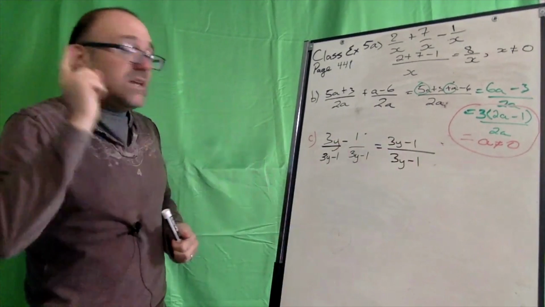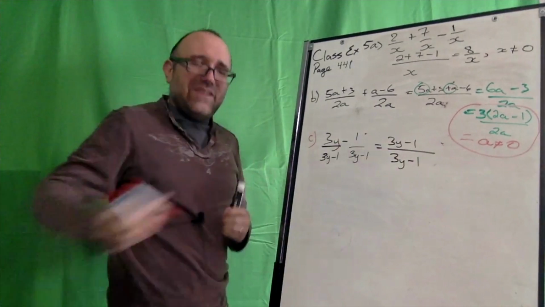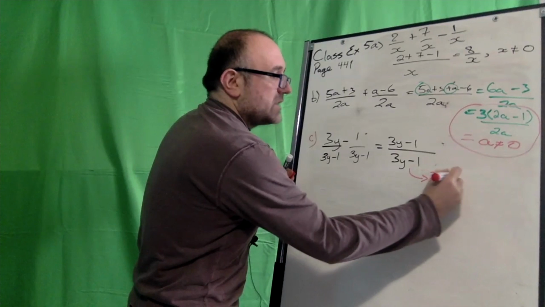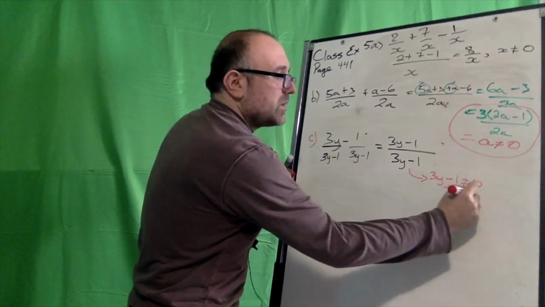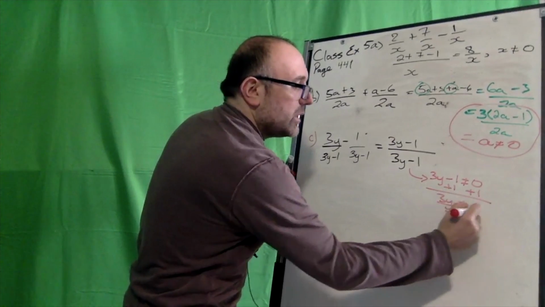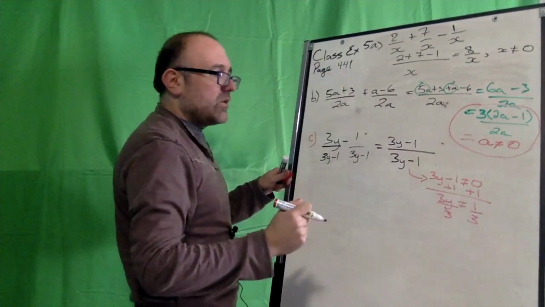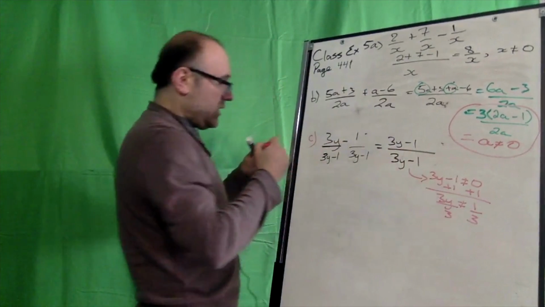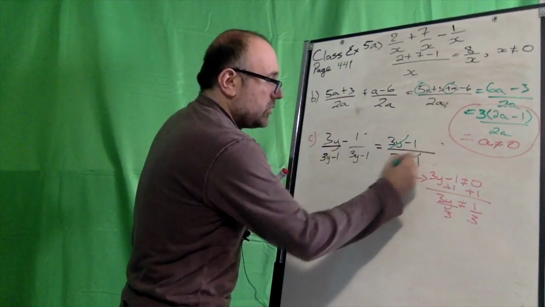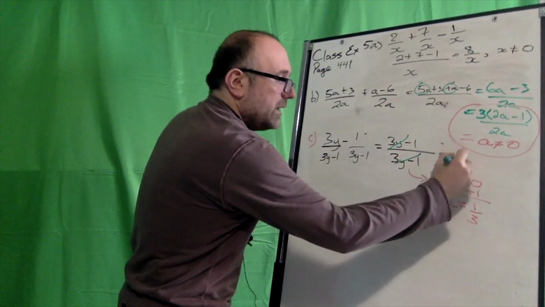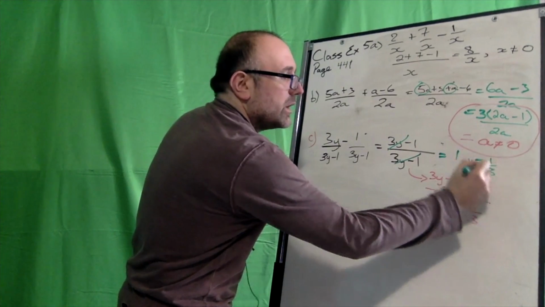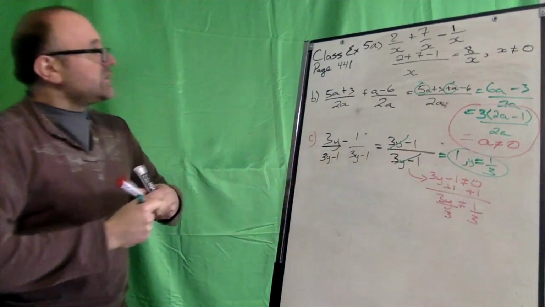But before you cross out anything, always list the NPVs. So right here is the NPV. 3y minus 1 cannot equal 0, plus 1 on both sides. 3y cannot be equal to 1. Divide by 3, divide by 3. There's your NPV, 1 over 3. So our final answer, when we cross that out, you're going to have 1, comma, y cannot be 1 over 3. That's basically our final solution for that one.